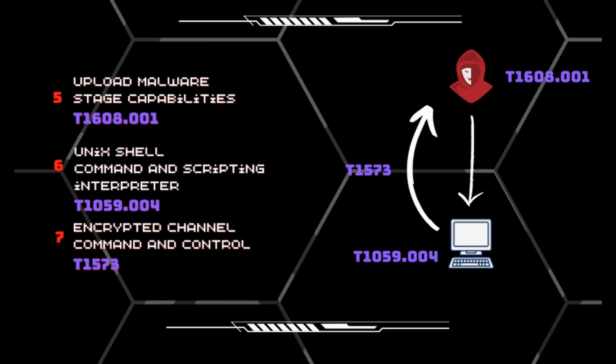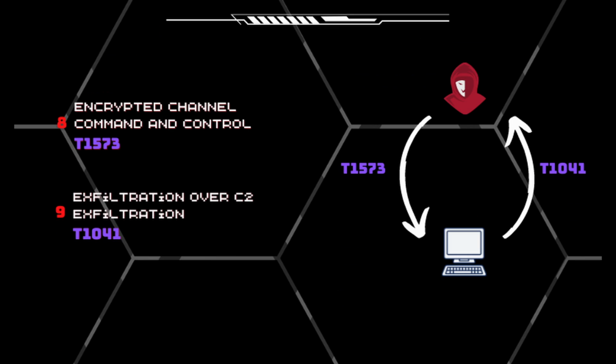Moving into phase 2 of 3, we're going to stage some capabilities and then move back to the Unix shell. We'll do something and then establish an encrypted channel back to our attack box. And this leads us to the final phase.